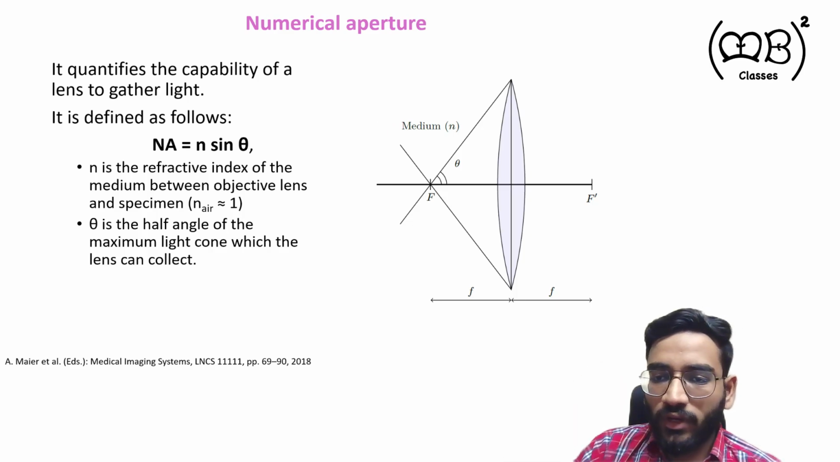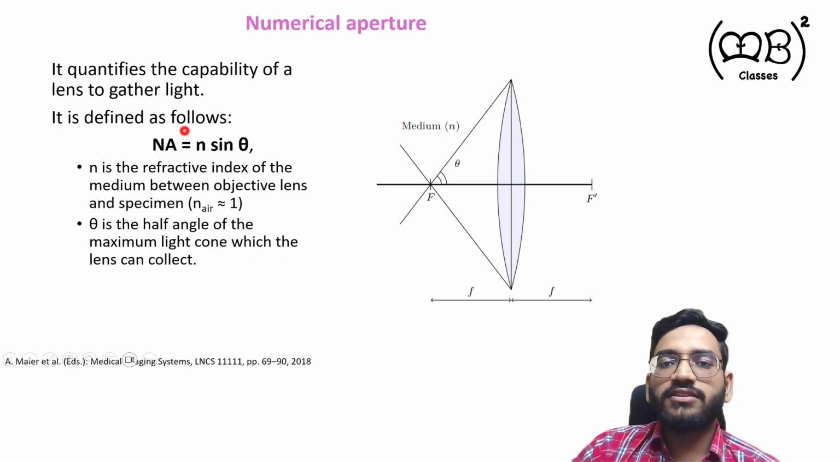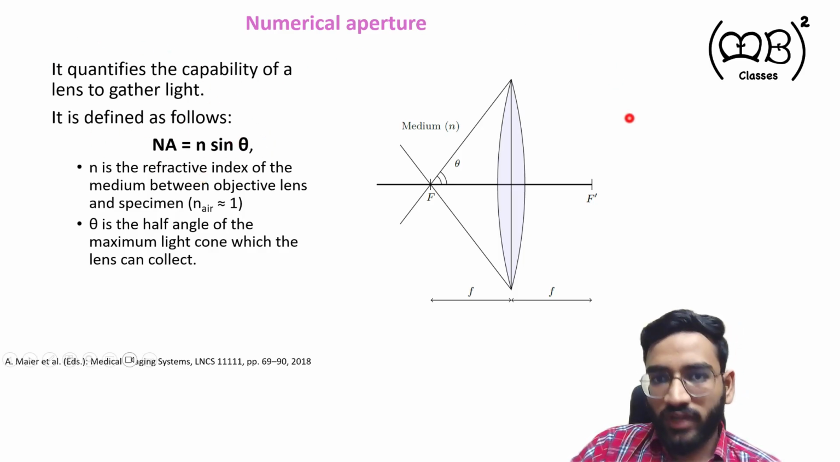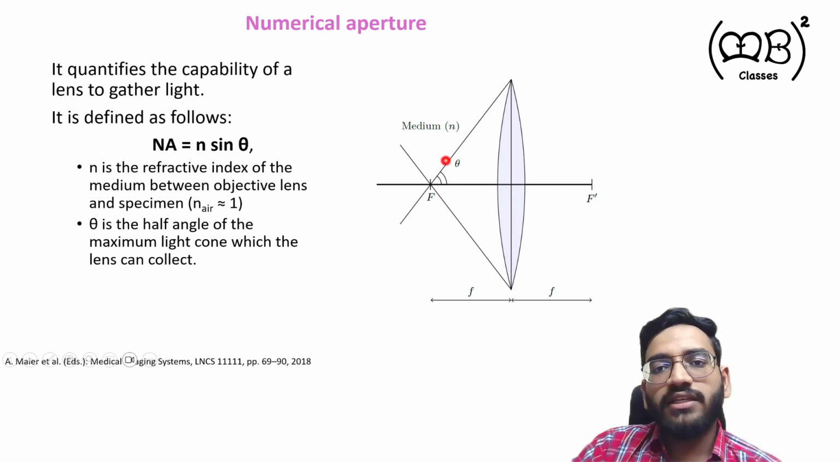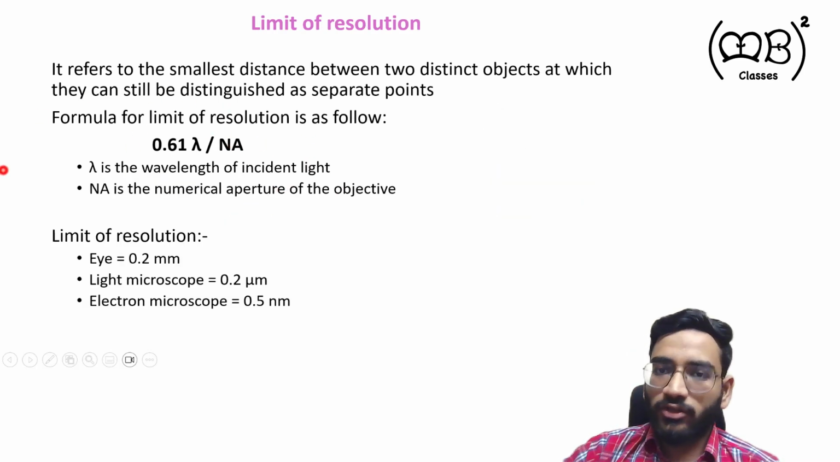If the focal length is more, what would be the angle made? The angle made would be less, so n sine theta would be less, so the light gathering capacity is less. As the power increases, the focal length keeps on decreasing, but the angle keeps on increasing. So n sine theta also increases, so numerical aperture increases. So that was about the numerical aperture.